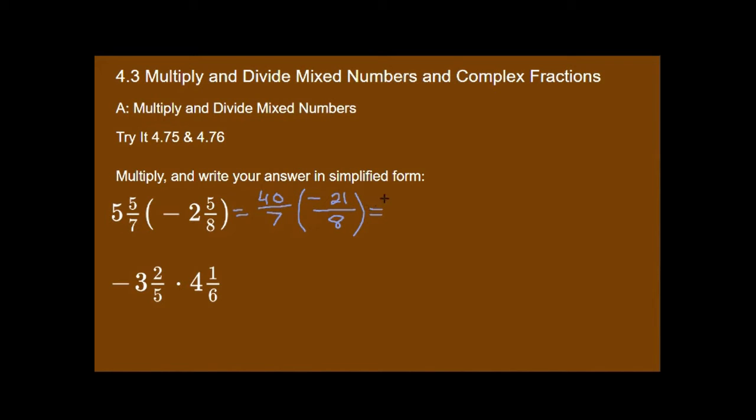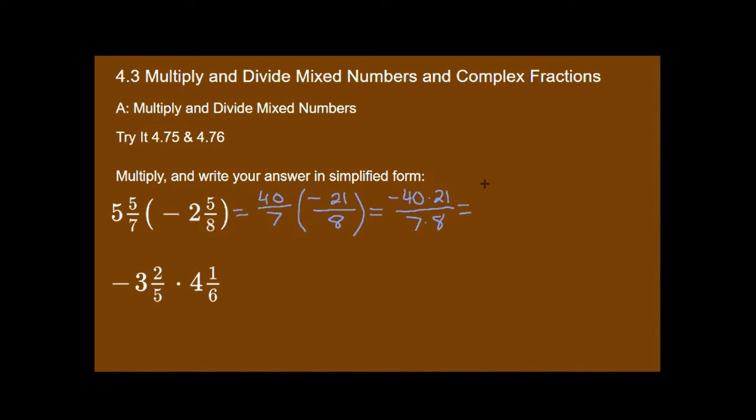So we can rewrite this as, I'm going to put the negative in the front, negative 40 times 21 divided by 7 times 8. Okay, so now I'm looking for common factors. I see that I have a 40 and an 8, and I know that 8 goes into 40 evenly. I also have a 7 and a 21, and I know that 7 goes into 21 evenly. Now let's say you don't remember your multiplication tables and you don't know that. You can factor these out to their prime numbers.